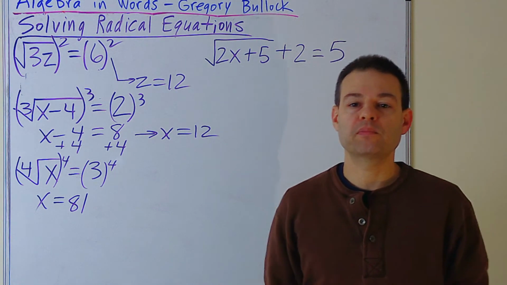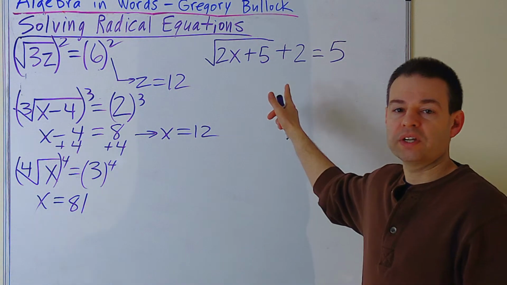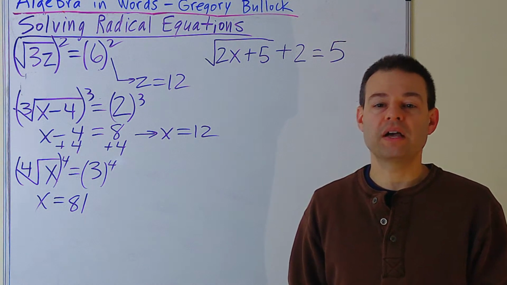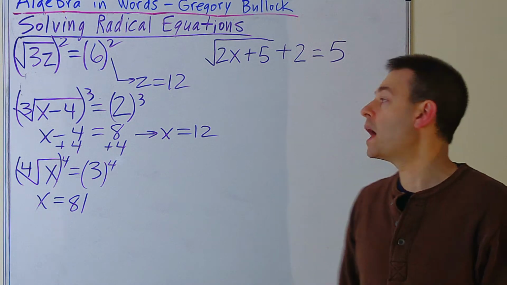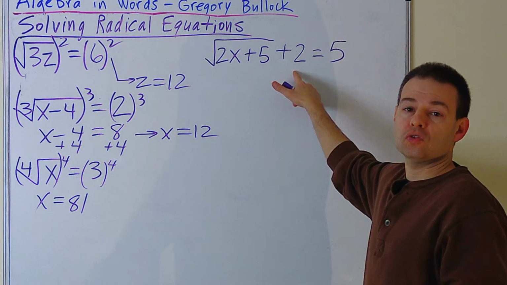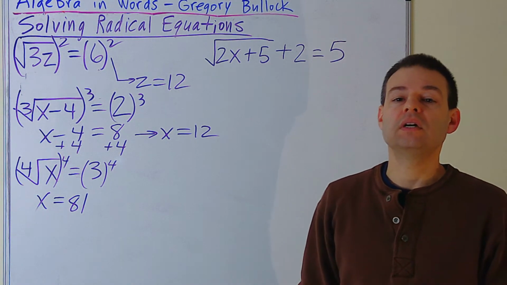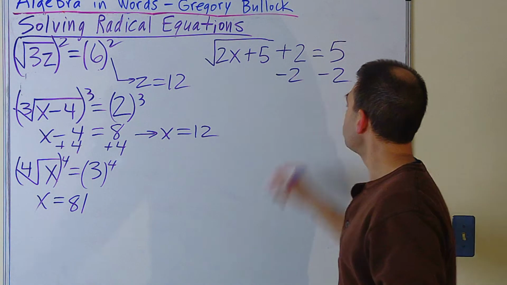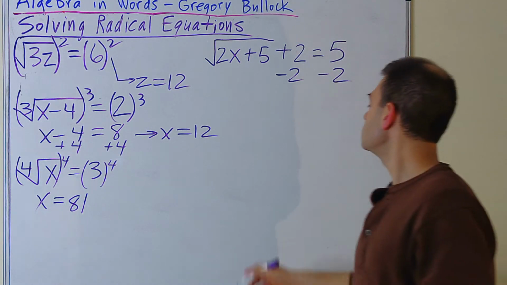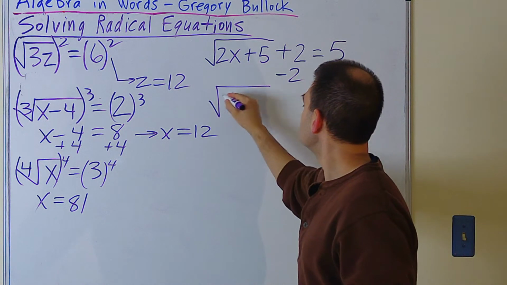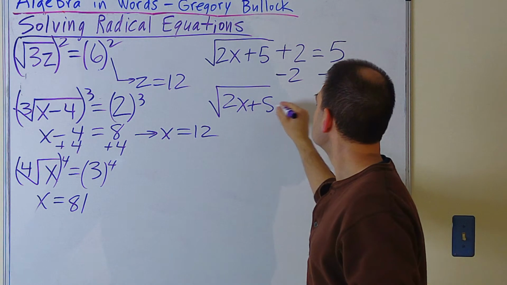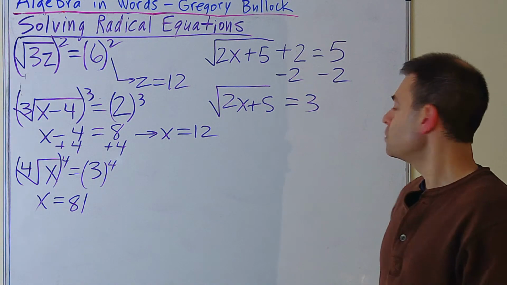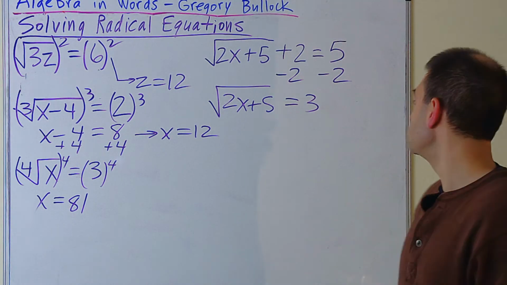Now, in these 3 examples, the radical was already isolated by itself on one side. But you could have problems where it's not isolated, such as this one here. And that's fine. All we have to do then is a preliminary step to isolate the radical. So let's do that now. And since we have plus 2 on the left side with the radical, then let's subtract 2 from both sides and rewrite it. So we have the square root of 2x plus 5 is now equal to 3.